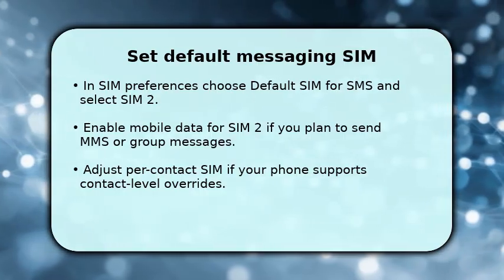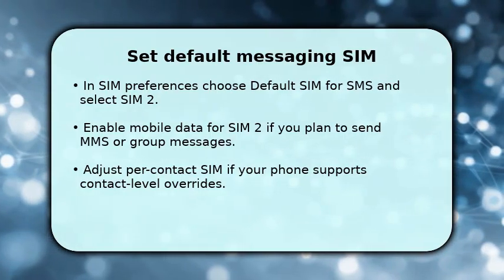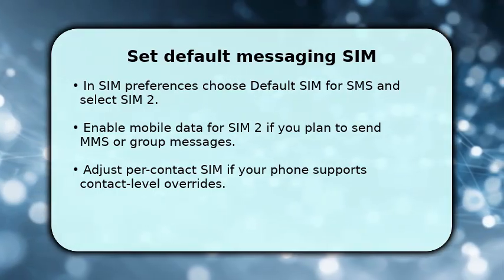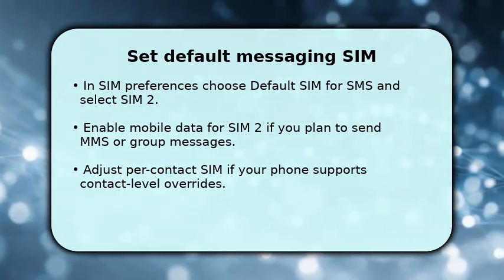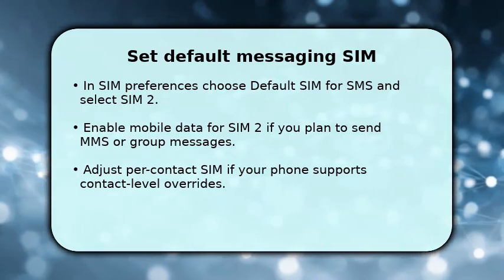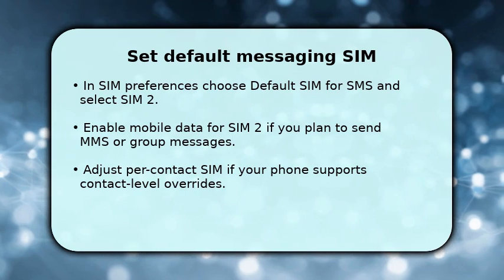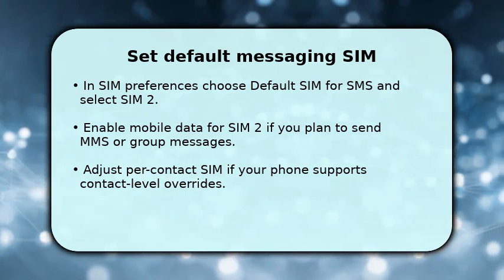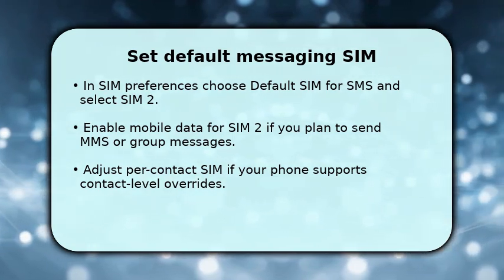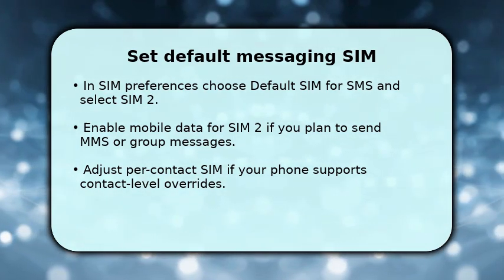Next, make sure mobile data is enabled on SIM2 if you expect to send MMS or group messages, because those need data. If you want exceptions, open your Contacts or Messages app and set per contact SIM overrides so specific people still use SIM1. This gives you nuanced control over routing and costs.